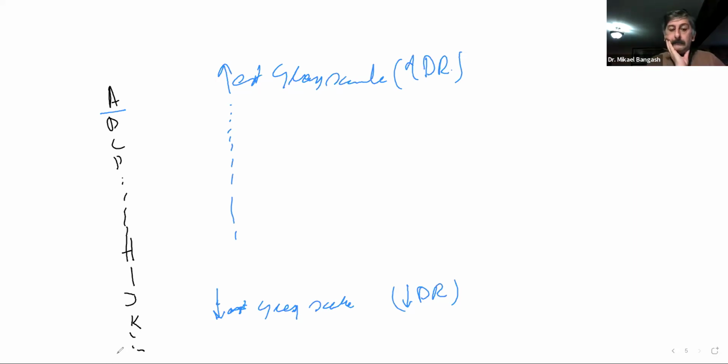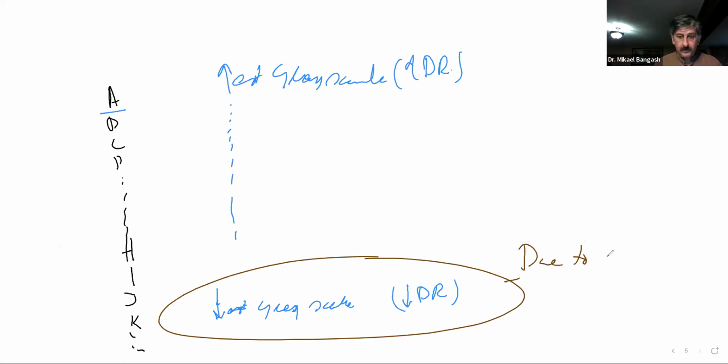But the lesser your dynamic range, or the lesser your grayscale, that is mainly due to more compression. Whereas this here is due to less compression.